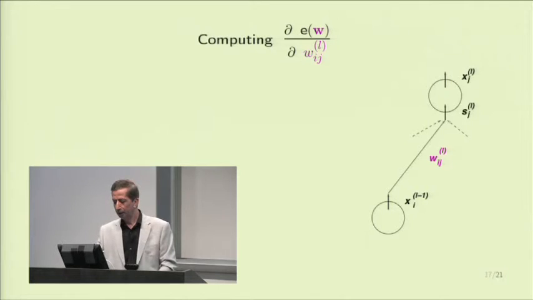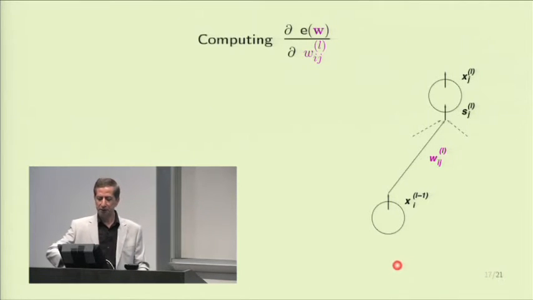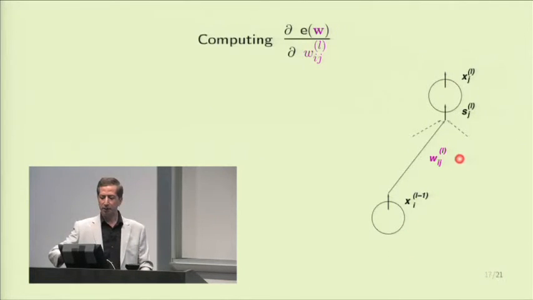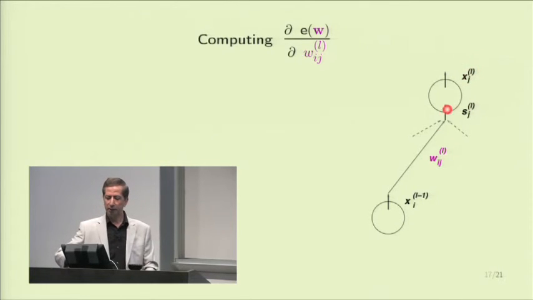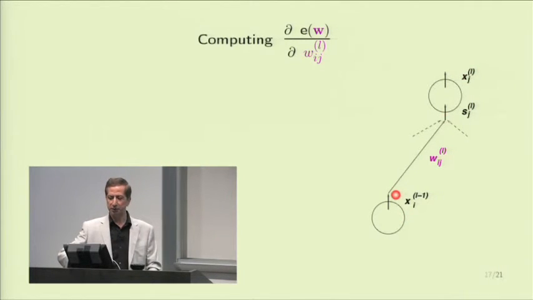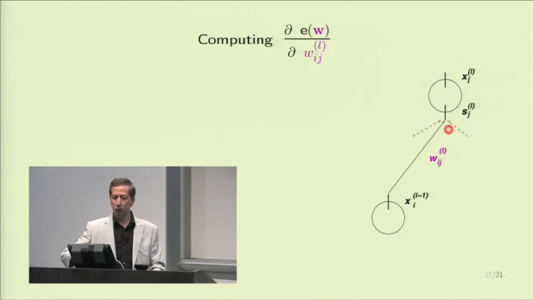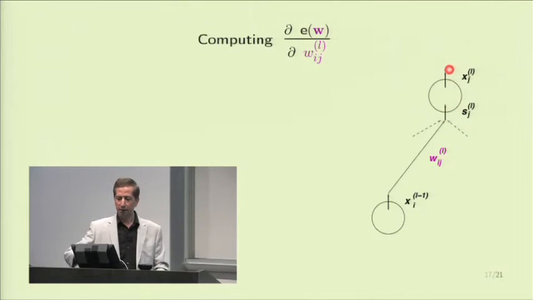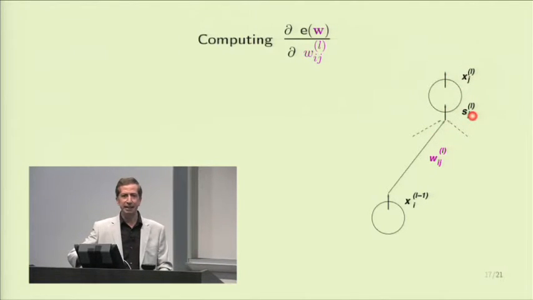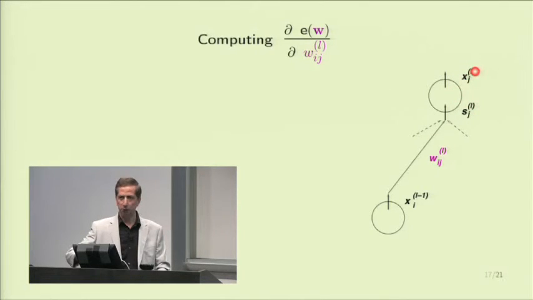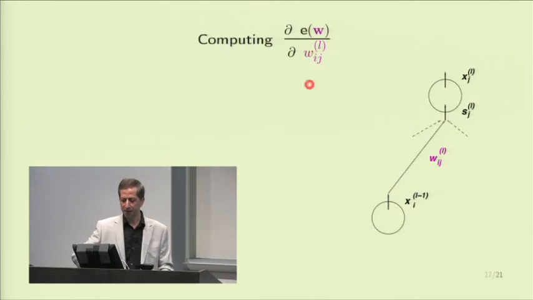OK. Now, let me take part of the network. So this is in the layer L-1, and this is in the layer L. I'm looking at the output of one neuron in this layer, feeding through some weight into this guy. So it is contributing to the signal going into the next guy, and the signal goes into the nonlinearity to produce the output.